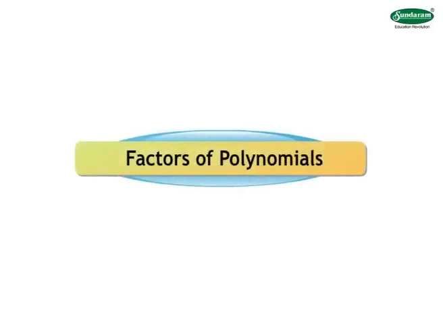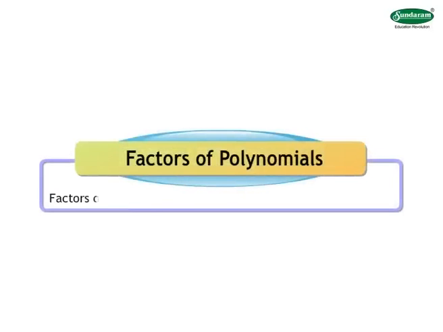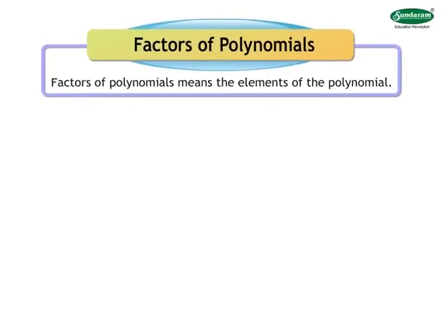What do we mean by factors of polynomials? Factors of polynomials means the elements of the polynomial. Remember, if a sign is not mentioned before a polynomial, it means it is a positive polynomial. Working with a positive polynomial is very simple, but we have to be very careful with signs while considering a negative polynomial. To learn this chapter, we must be very careful with the signs in multiplication, that is, plus and minus.